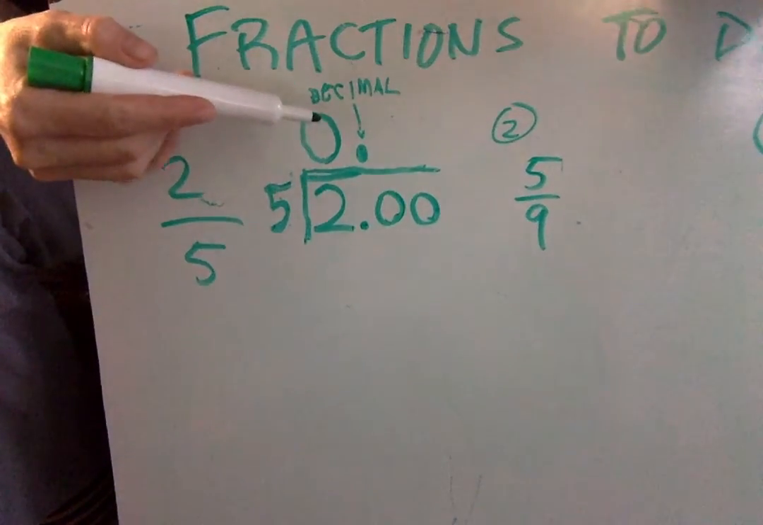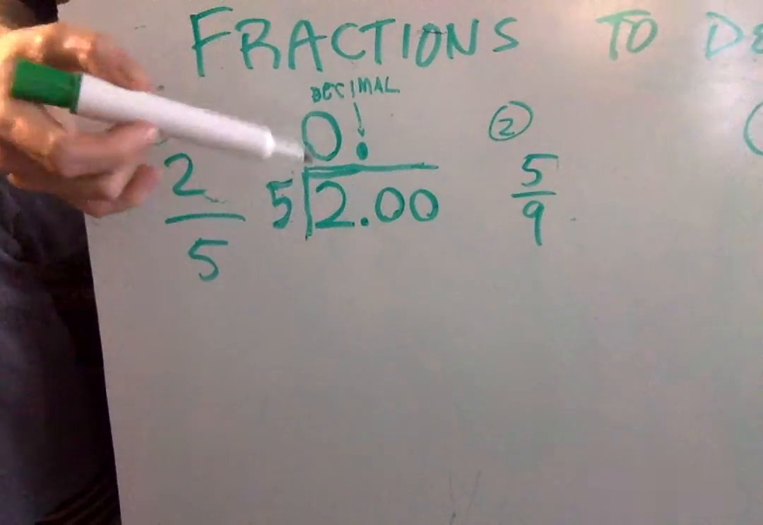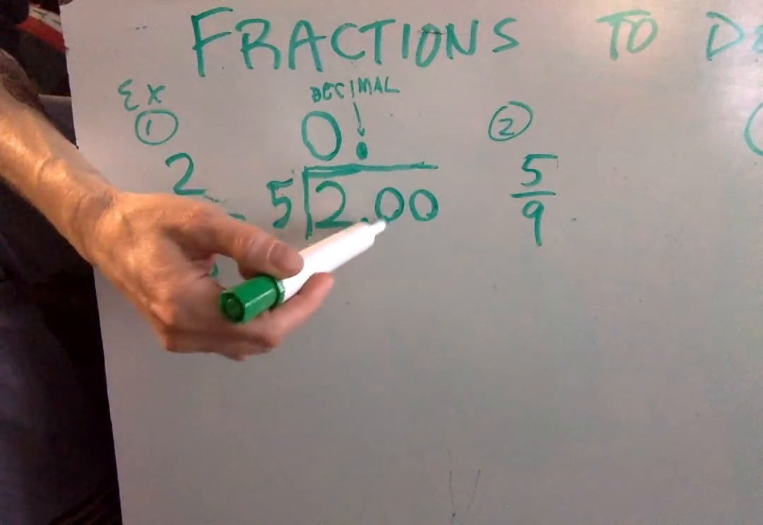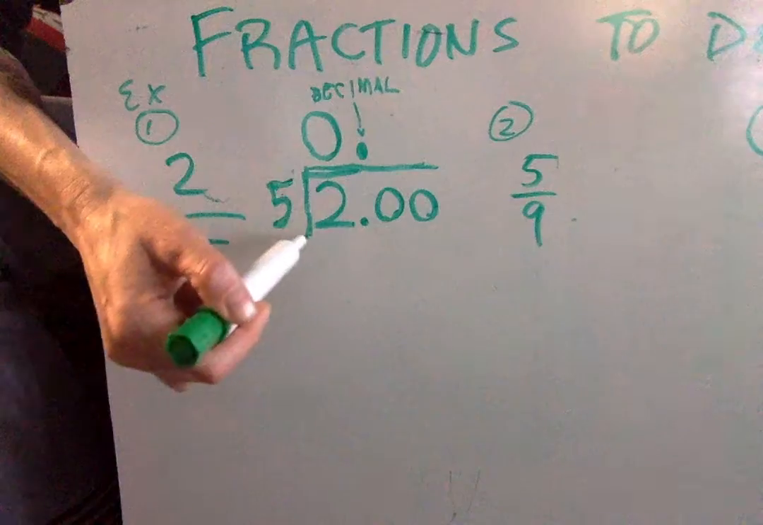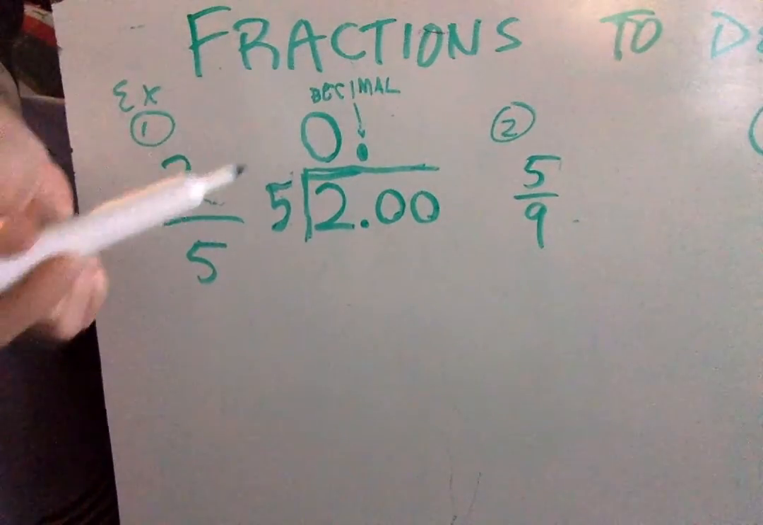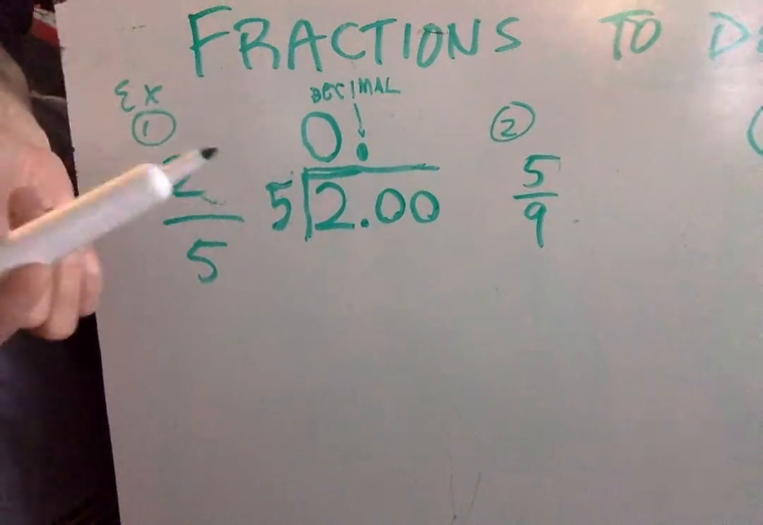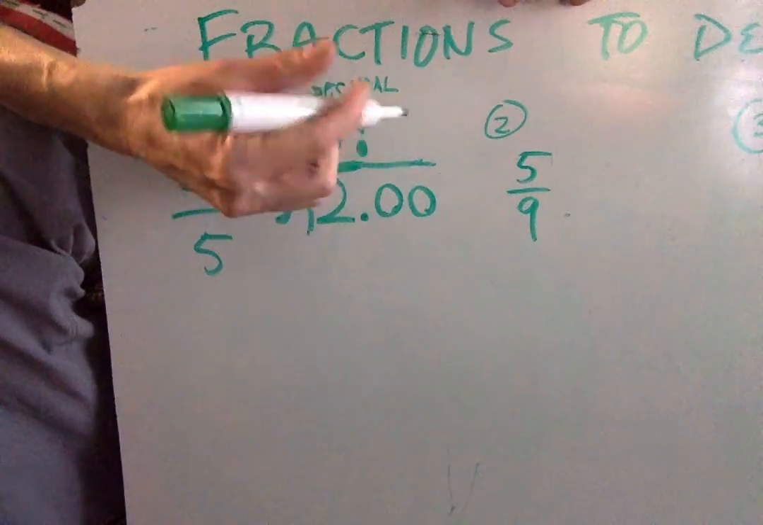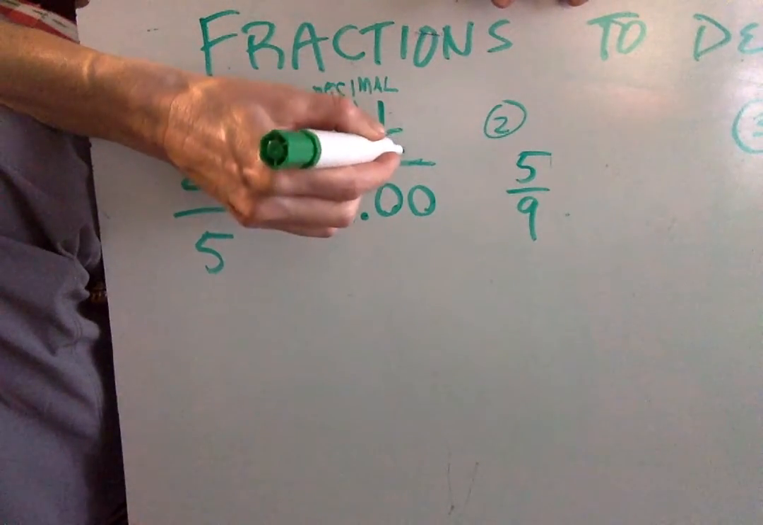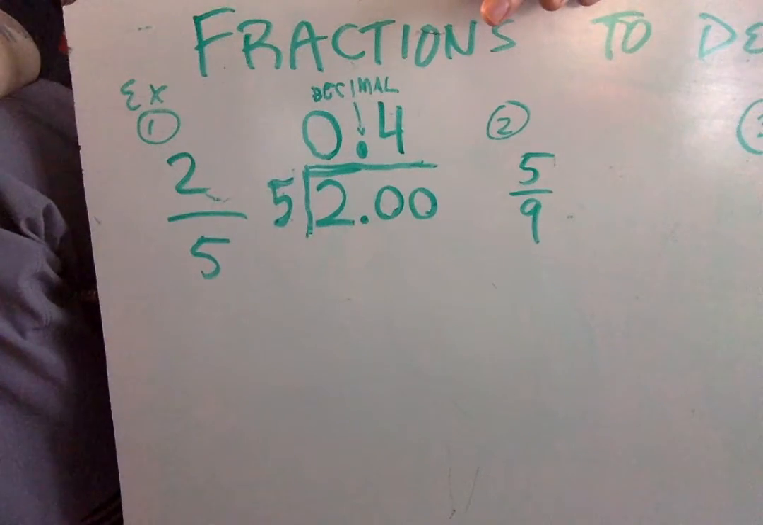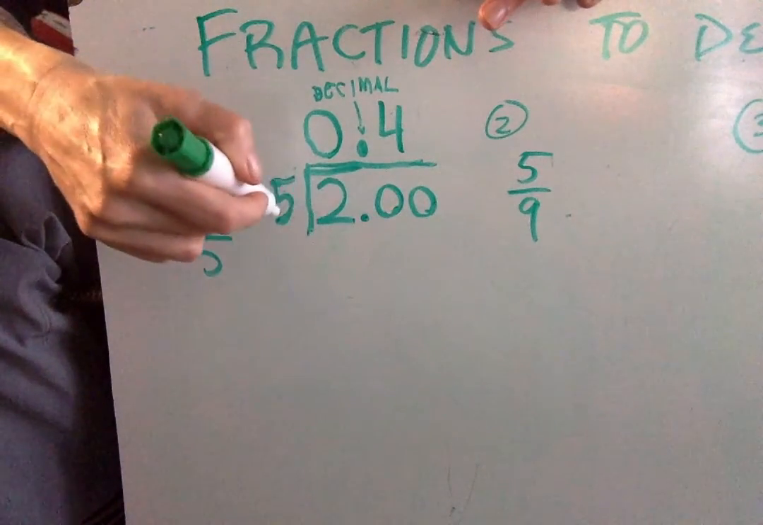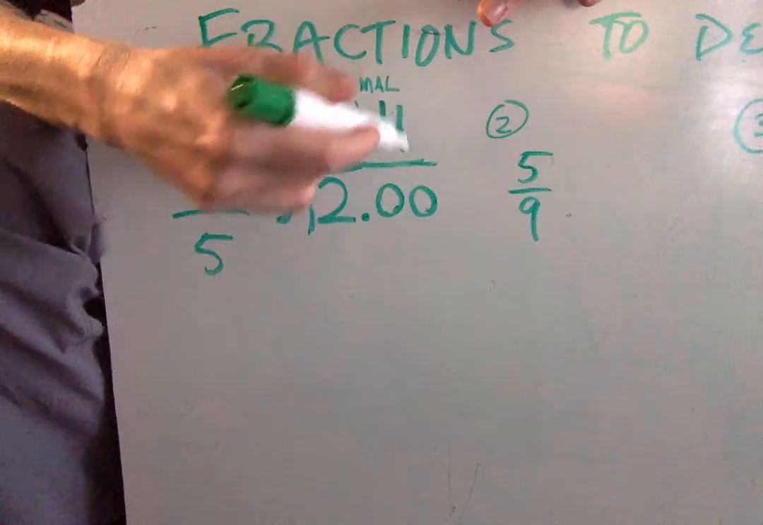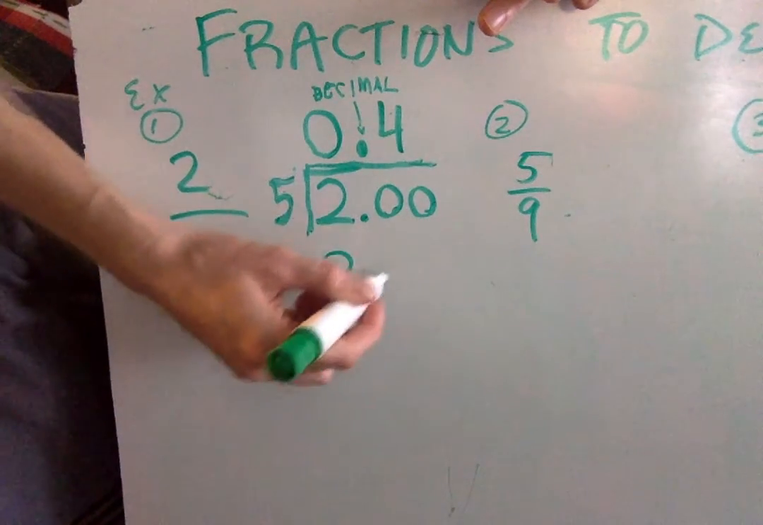So it doesn't go into 2. So then we ask, does it go into 20? Well, yes, it does. 5 can go into 20. And how many times? Again, memorize your times table. 5 goes into 20 4 times. So you put the 4 there. 5 times 4 is, shocker, 20.